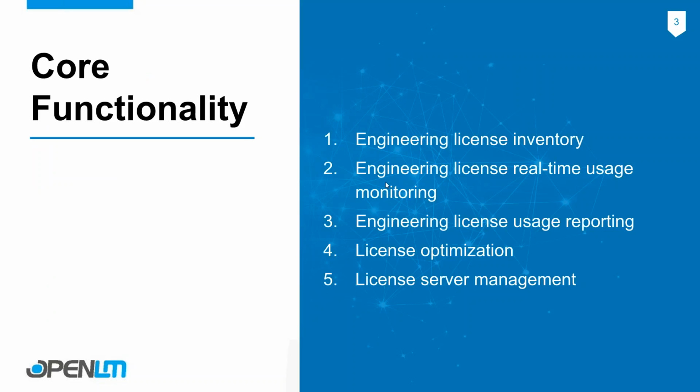So we'll start with the core functionality of OpenLM. It can be simply broken down into 5 different business objectives. So first is the engineering license inventory, the license real-time usage monitoring, usage reporting, license optimization, license server management. Now, these might look a bit similar at first, but they are really very different. We'll take a look at each one in turn to show you how.